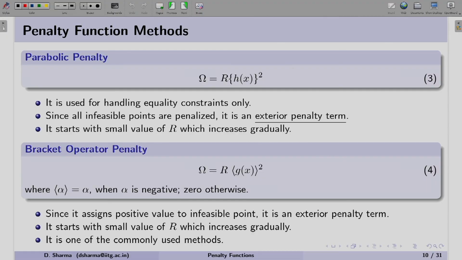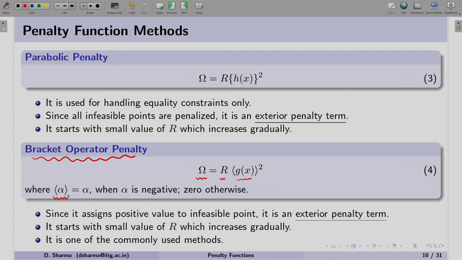Now we have another method for inequality constraint. Here we can have a bracket operator. This bracket operator in equation 4 can be seen as omega equals r times, so we are using these two brackets, and inside it we have g(x) and we are making a square. I'll show you the significance of the square afterwards. Let us see what we mean by this bracket operator.